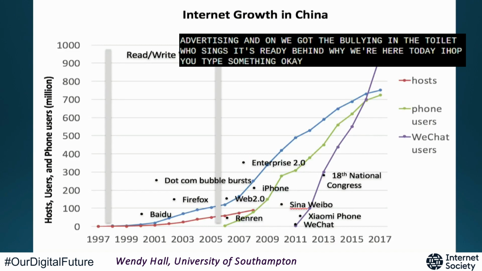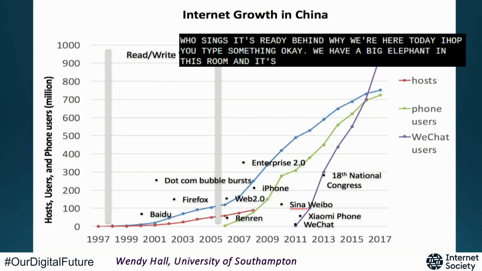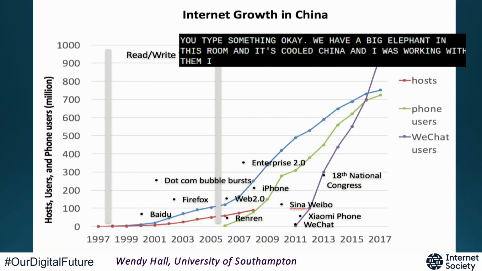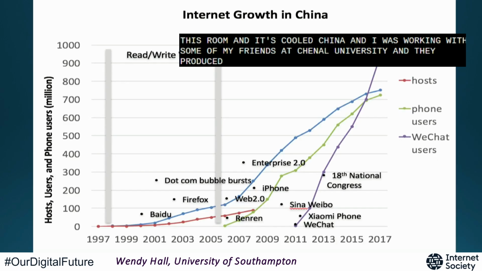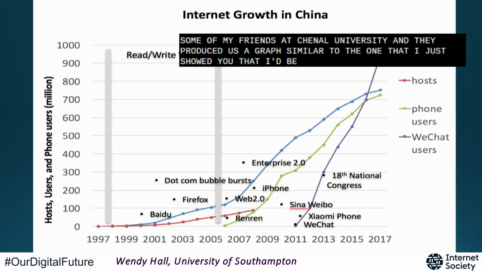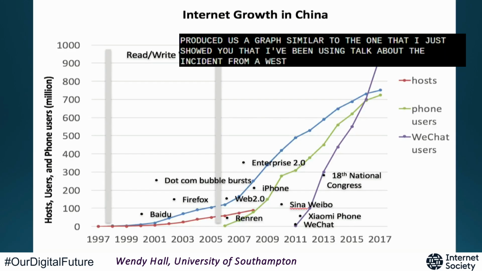Okay, so I go to China a lot. My thesis in this talk is that we have a big elephant in this room, and it's called China. I was working with my friends at Tsinghua University, and they produced a graph similar to the one that I just showed you, that I've been using to talk about the internet from a Western perspective.